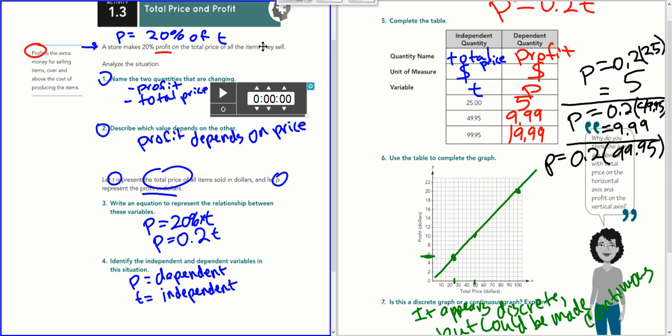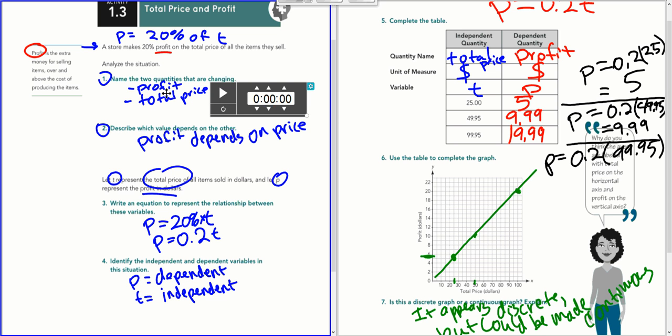You could say, well, what about all the total items? That's true. That's a factor, but that involves the total price. And mainly, we're wanting to know about the profit. So number two, profit depends on price. And then if T represents our total price and P represents our profit, we needed to write an equation.